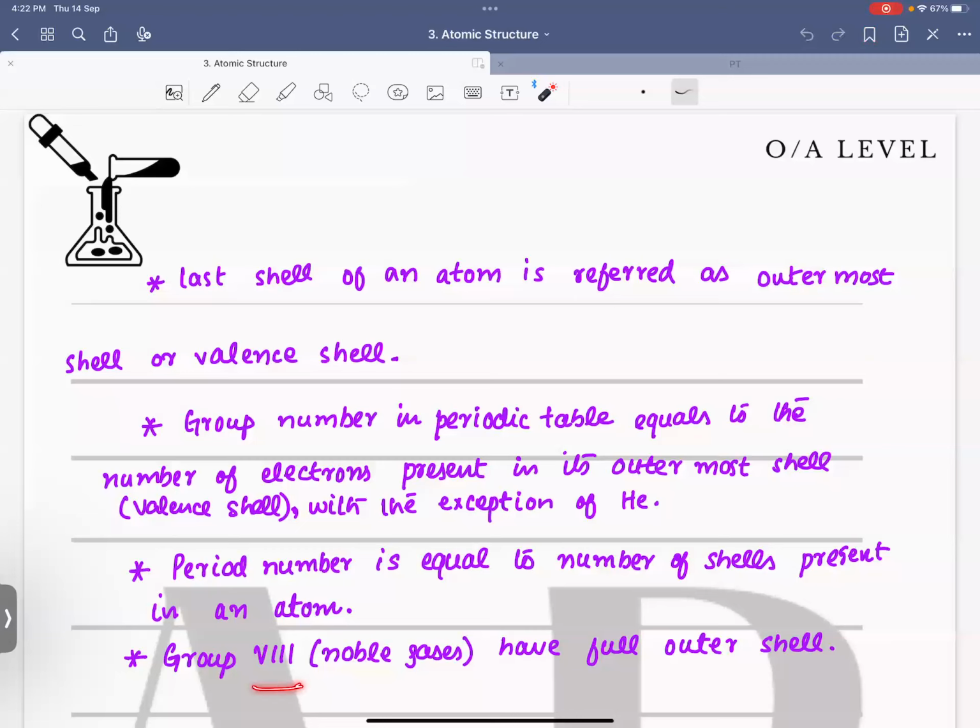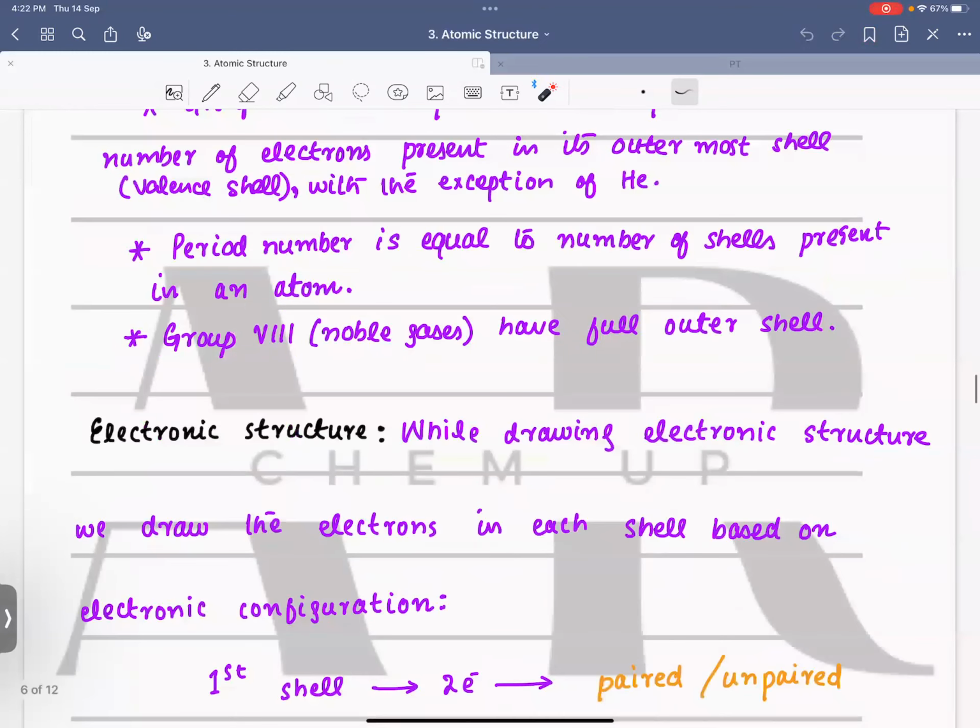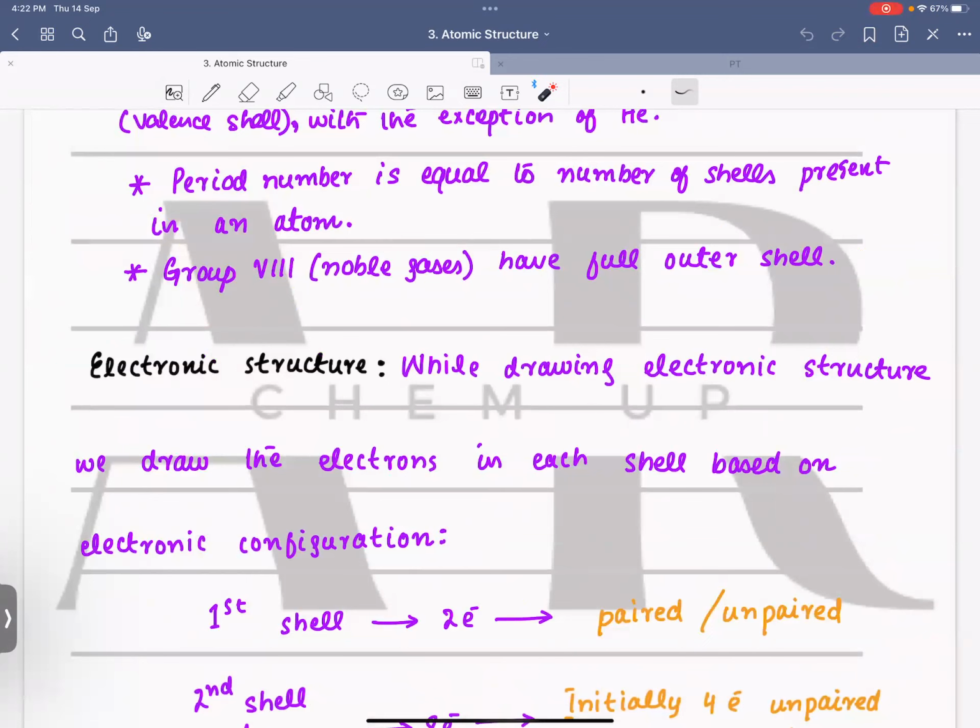And as we talk about group 8, we consider that the elements in group 8 have a full outer shell. It means that in their outer shell, the maximum number of electrons is filled. Okay. How many points have you noted down? 2. So you are on period number is equal to. Now, electronic structure. That is the drawing we call electronic structure, in which we draw the electrons in each shell on the basis of their electronic configuration.